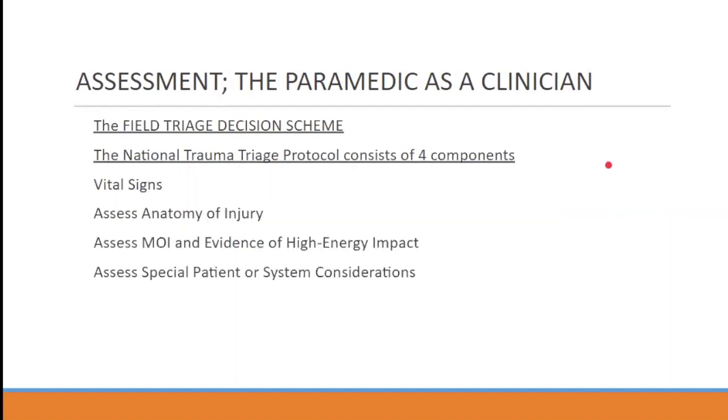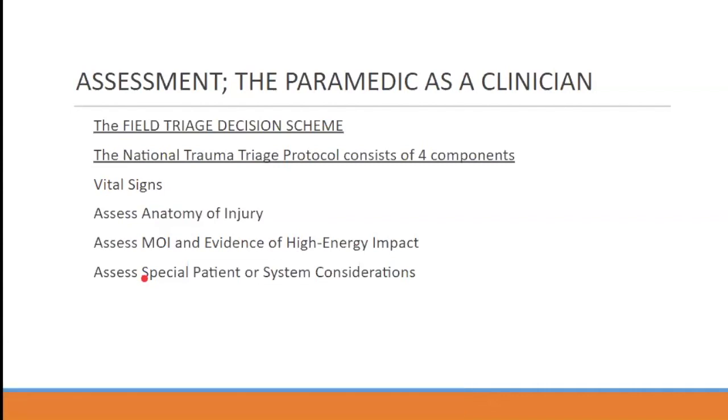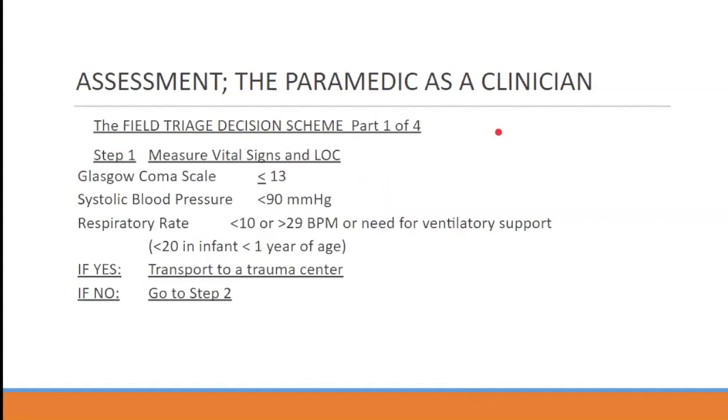National Trauma Triage Protocol consists of 4 components: vital signs, the anatomy of the injury, mechanism of injury, which means, were they hit by a car? Was it a car accident? Low impact, high impact, gunshot, stabbing, assault? What's going on here? And any special patient considerations, obviously including the ABCs.